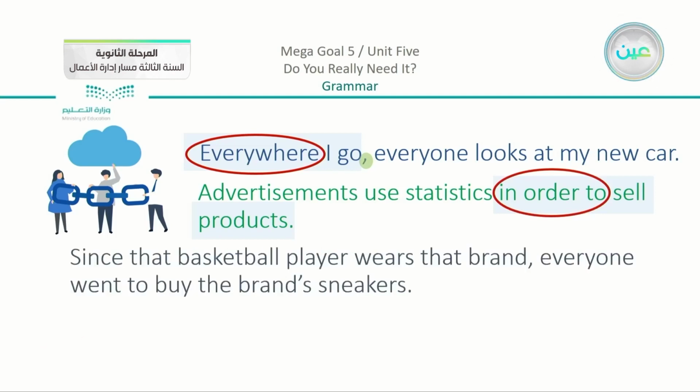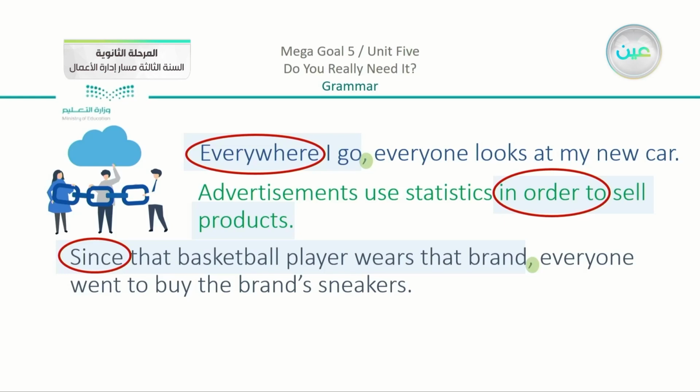Also, we have here, "Since that basketball player wears that brand, everyone went to buy the brand sneakers." So we can see that we have here the adverb clause at the very beginning. You can see that there is the conjunction since. We have the basketball player as the subject, and we have wears as the verb. After that, we have here our comma.